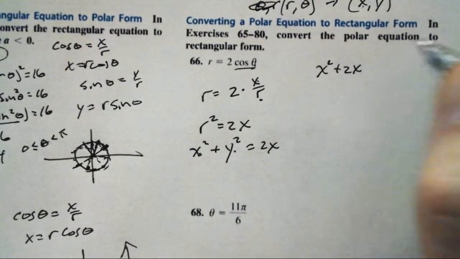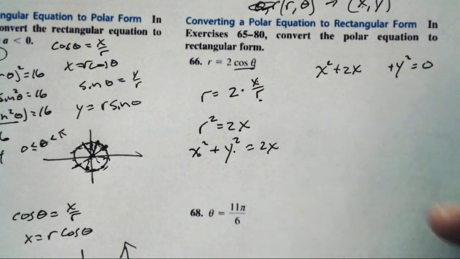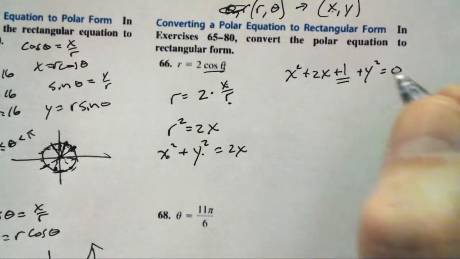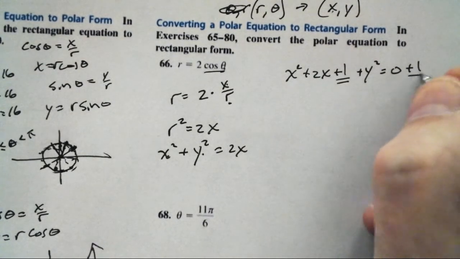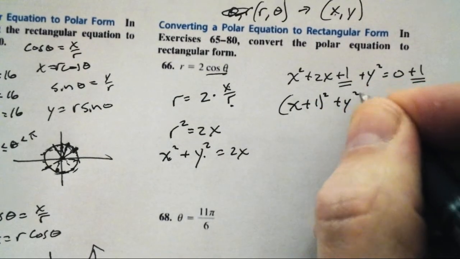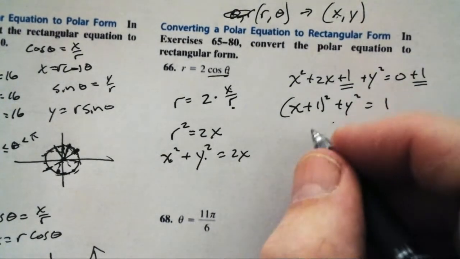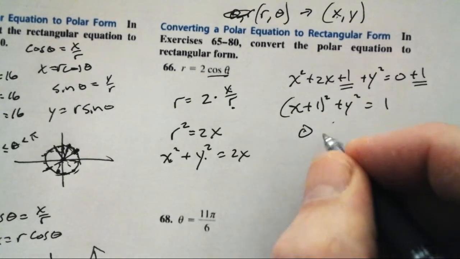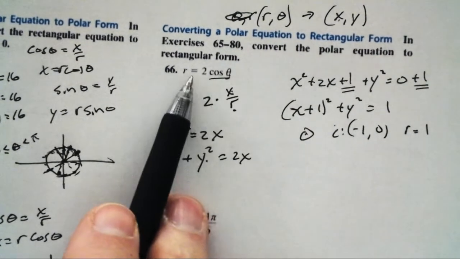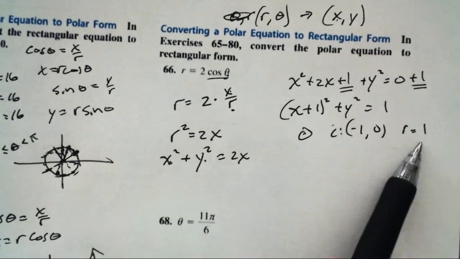x squared plus 2x, leave a blank, plus y squared equals 0 for right now. Half of 2 is 1. Squared is plus 1, but that wasn't there, so I need to add 1 to the other side to balance it. I get x plus 1 squared plus y squared equals 1. Wow, that speaks to me. I mean, we're not asked for this, but that's a circle with center -1, 0, and radius 1. Okay, there's a circle with center -1, 0, and radius 1.